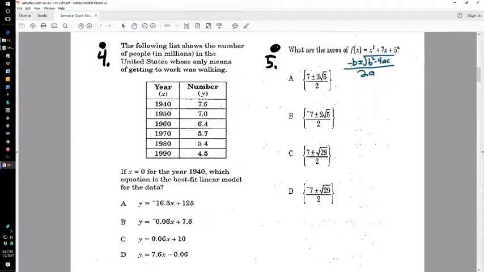Remember, a is the number in front of x squared. B is the number in front of x. C is the number by itself. And never, ever, ever use the x's. It's simply the numbers in front of the x. So here we go. Negative b.